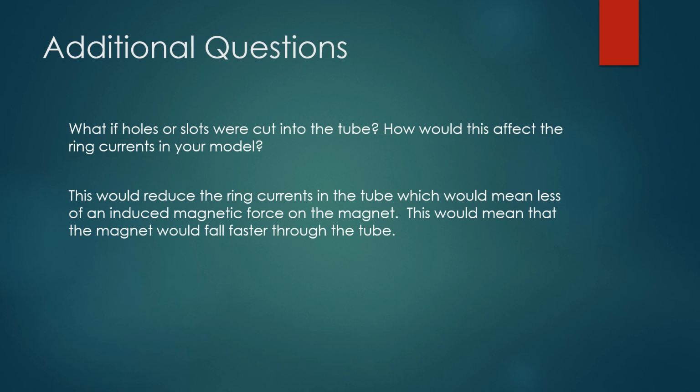What if holes or slots were cut into the tube? How would this affect the ring currents in your model? This would reduce the ring currents in the tube, which would mean less of an induced magnetic force on the magnet. This would mean that the magnet would fall faster through the tube.